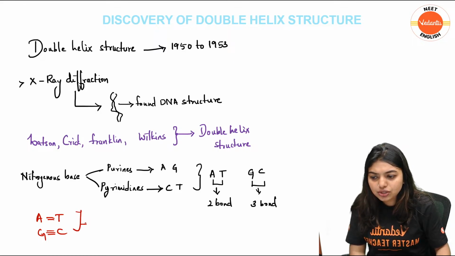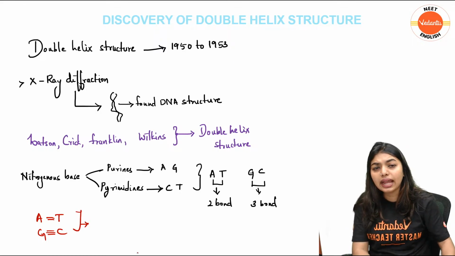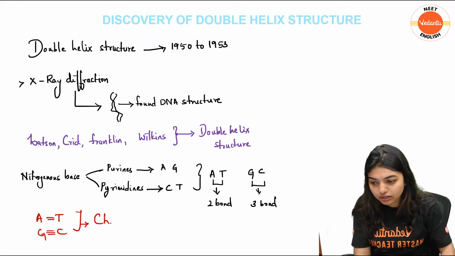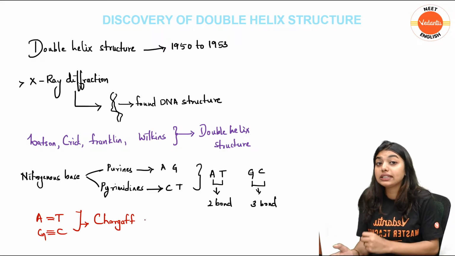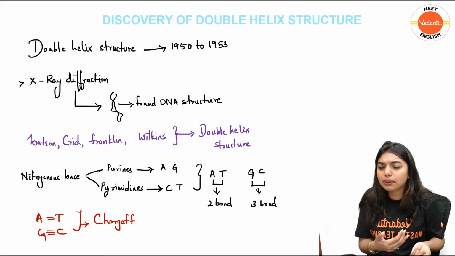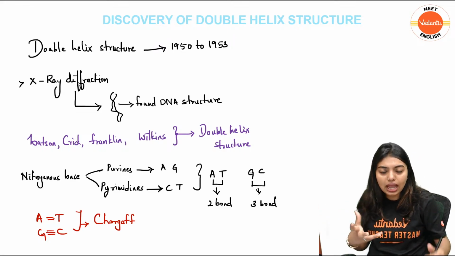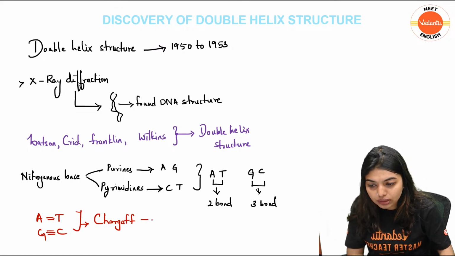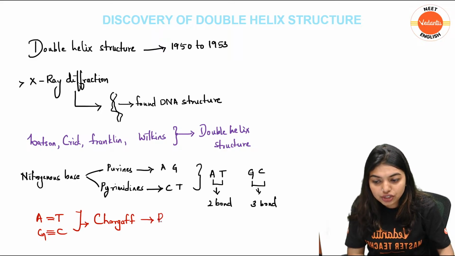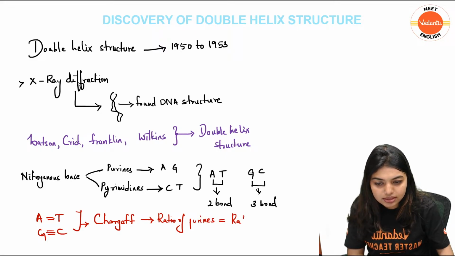So yes, they understood that these people are keeping this together. Then there was one more person called Chargaff. Chargaff was like, wait, I know that they are binding together, but what is the ratio of their binding? What if one person is more, one person is less? What is actually happening? So Chargaff told a rule that the ratio of purines will always be equal to the ratio of pyrimidines.